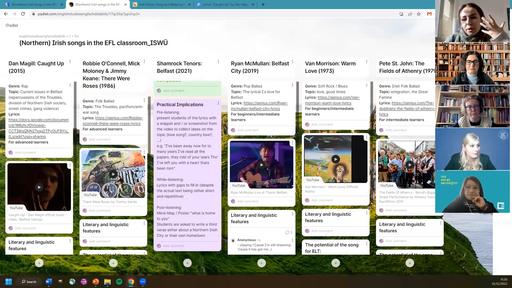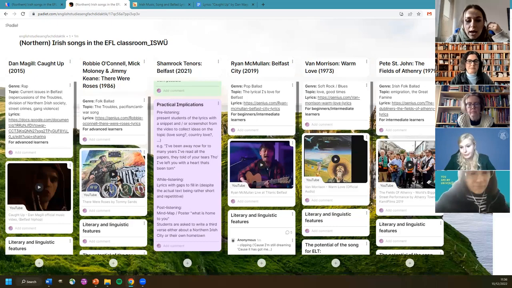And then after they listen to it, we named some different tasks that we could possibly do with them. One being that they could create a mind map or a poster where they write about what home means to them. And then you could also, as Amy just said, ask the students to write a song themselves, maybe a third verse, because it is quite short, either about a Northern Irish city or maybe their own hometown.